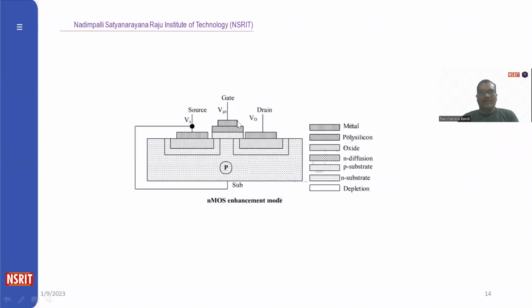On the gate, we will apply the positive voltage on the transistor, and the source is always connected to the substrate. We have to maintain that it is always 0. Different notations are used for the indication of different layers: metal, this is the metal layer, polysilicon, oxide, N diffusion, P substrate, N substrate, and this is the depletion region.